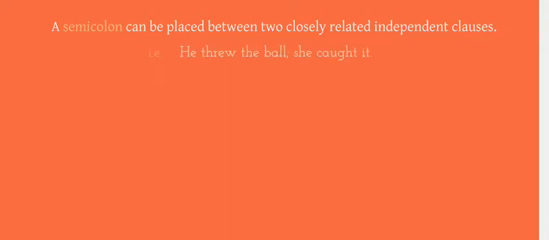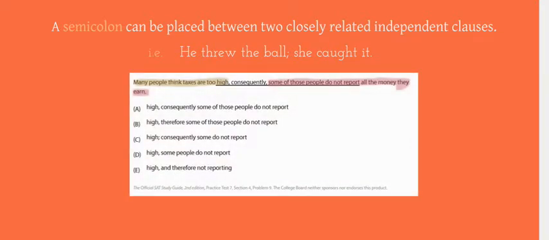You can use a semicolon. He threw the ball, semicolon, she caught it. Now this particular sentence I wouldn't necessarily advocate using a semicolon, but it's meant to show you the example. Many people think taxes are too high. Consequently, some of those people do not report all the money they earn. Now you'll notice that the two independent clauses are highlighted for you, so you have to make a determination. How can I separate these effectively? We know that the commas around consequently are not sufficient. So the best answer here is going to be to insert the semicolon.